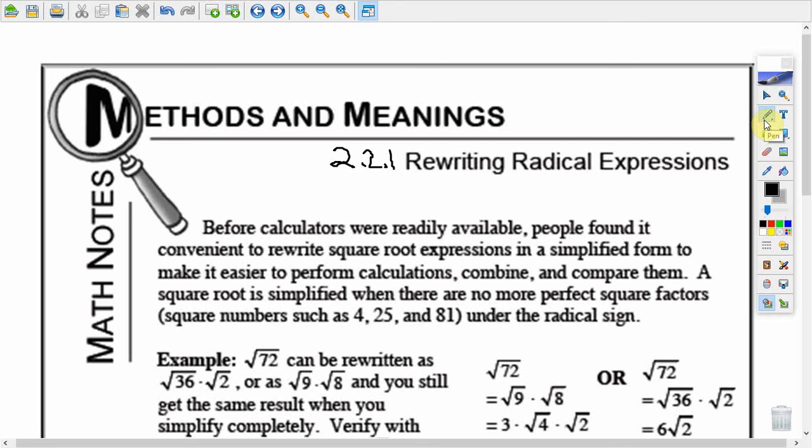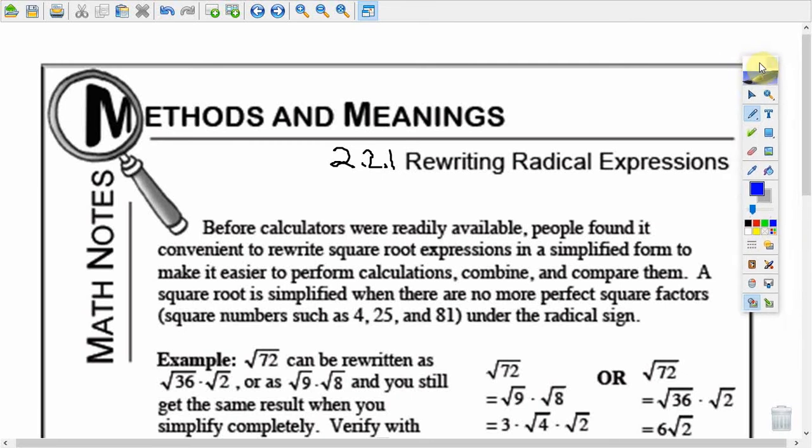Everyone, welcome back to another Math Notes video. Today we're going to be talking about rewriting radical expressions, which is a topic that came up in class the other day. I got a lot of confused looks, so I'm glad we're going to get a chance to review it and practice some more with it. This is section 2.2.1, by the way.